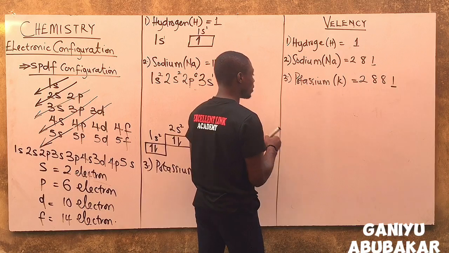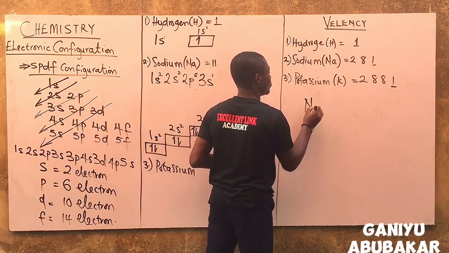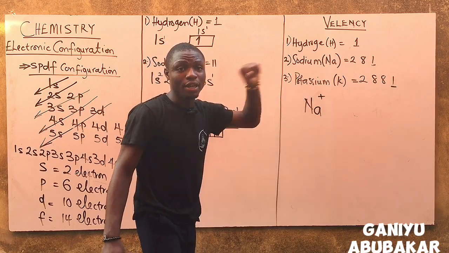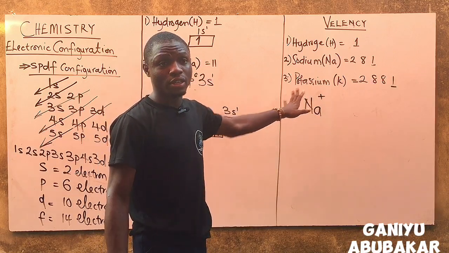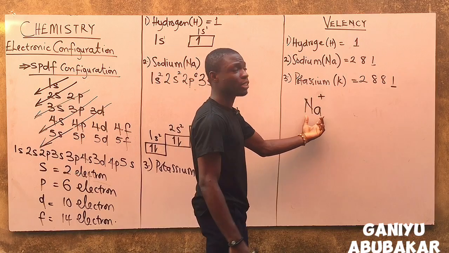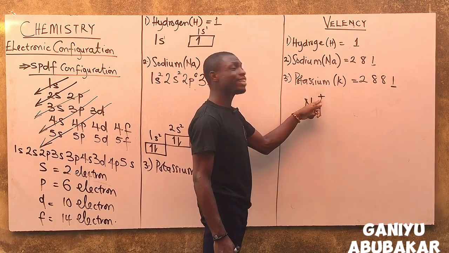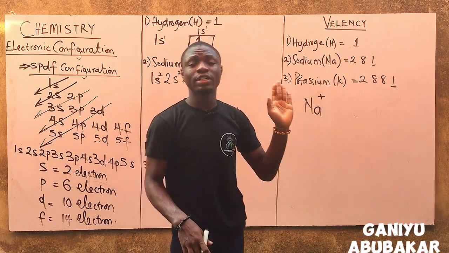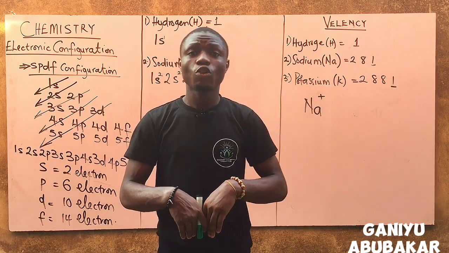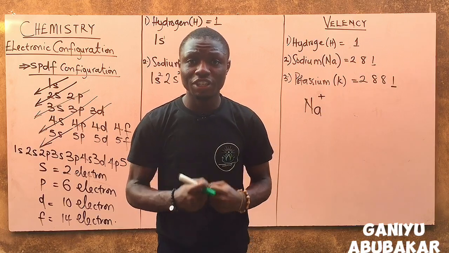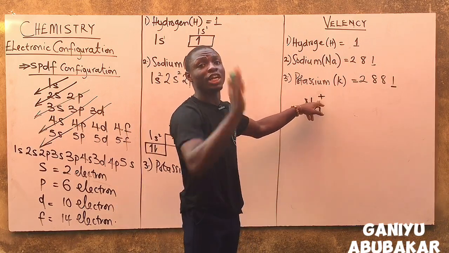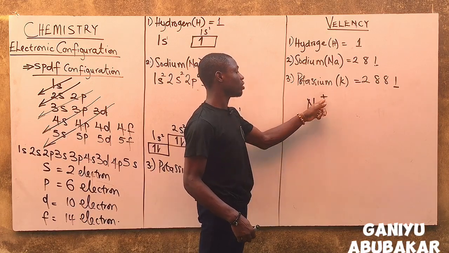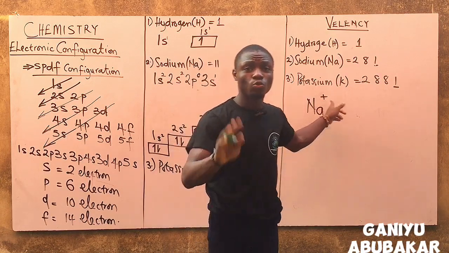So if I write sodium and the positive sign up there, this is the sodium ion. So what does this plus mean? Is sodium gaining an electron or losing an electron? An atom loses electrons to become positively charged. So this is sodium losing one electron. Why is sodium positively charged? Because it wants to lose one electron.